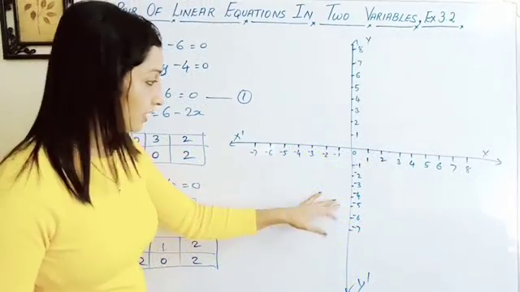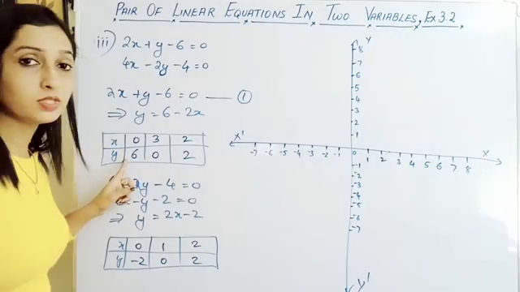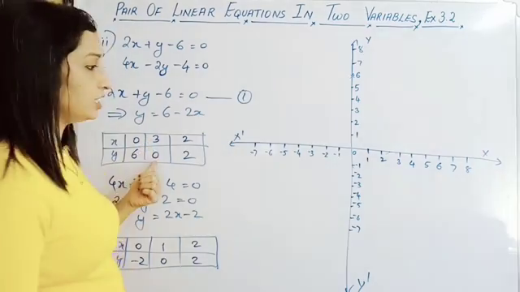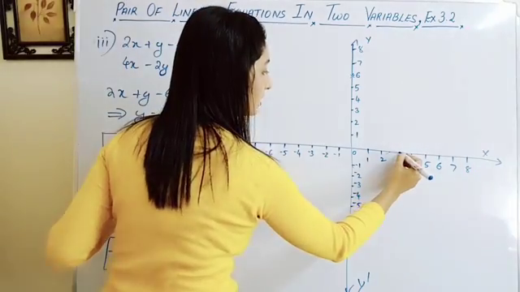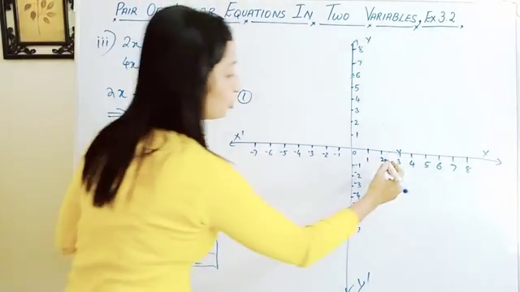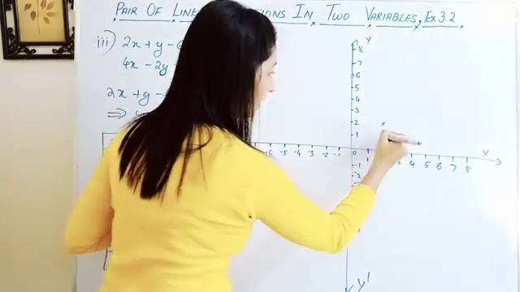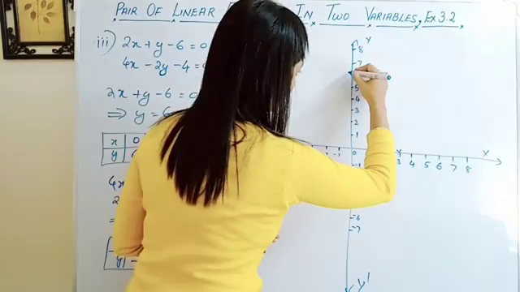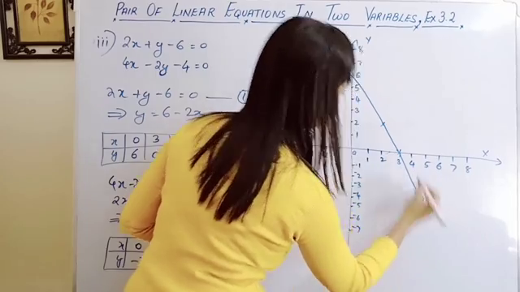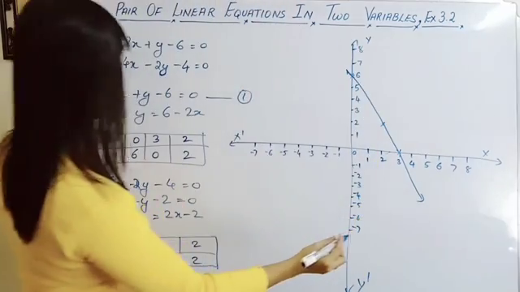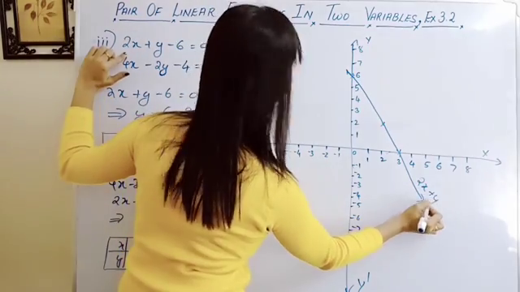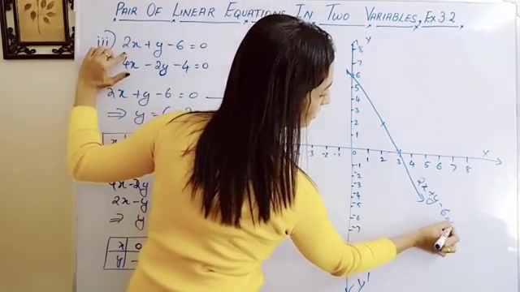So now let's plot the values. Our first point is 0, 6. So 0 on the x-axis and 6 on the y-axis. 3, 0. 3 on x and 0 on y. So this is a point. Now 2, 2. 2 on the x-axis and 2 on the y-axis. This is a point. So now let's join all these points to get a straight line. So this is our first line, which is 2x plus y minus 6 equals 0.